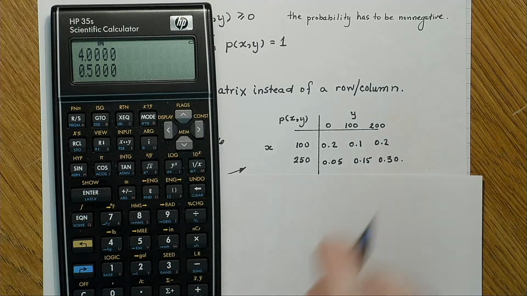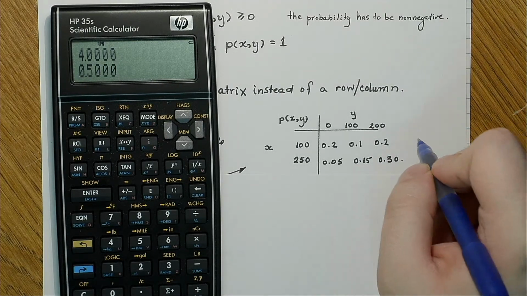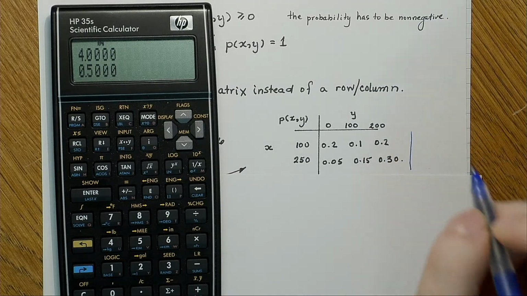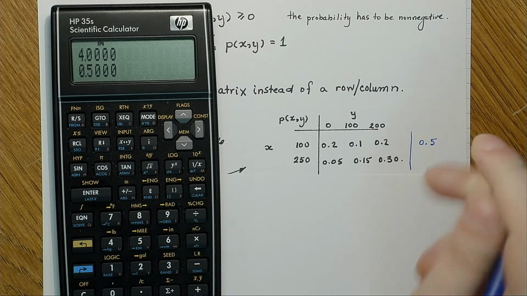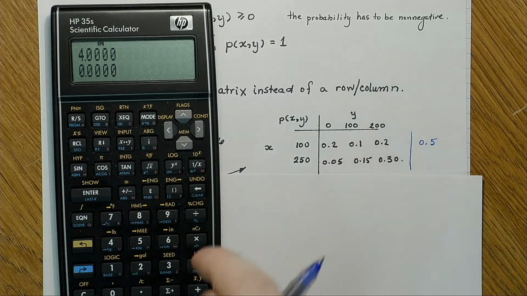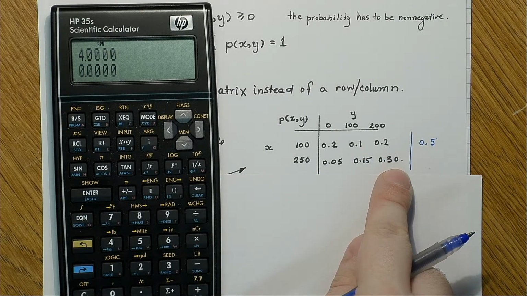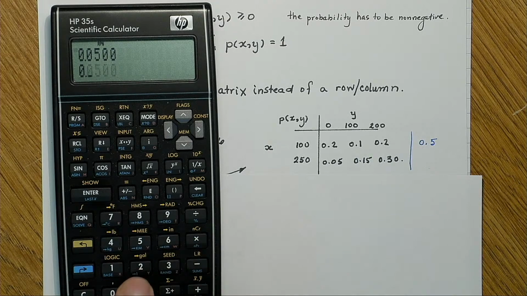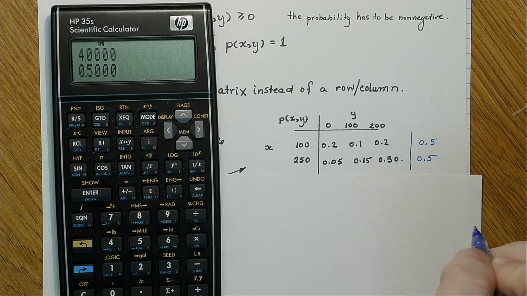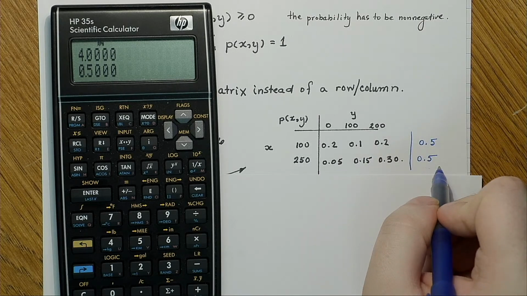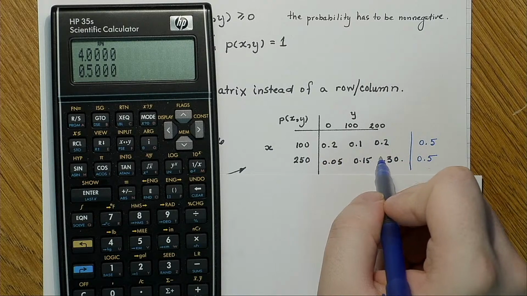So over here, for reference, I'll put this as 0.05. And if I add down this row down here, 0.05, 0.15, and 0.3, that gives you 0.5. So again, if I add that up, all those entries sum up to give me 1.